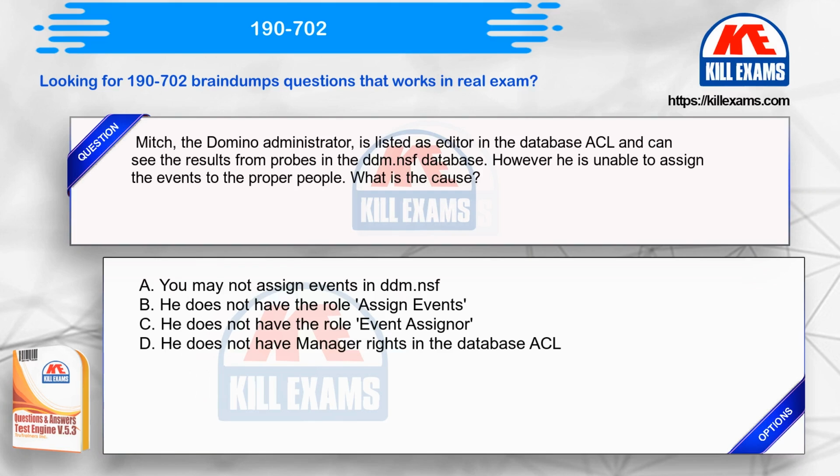Mitch, the Domino administrator, is listed as editor in the database ACL and can see the results from probes in the ddm.nsf database. However, he is unable to assign the events to the proper people. What is the cause?